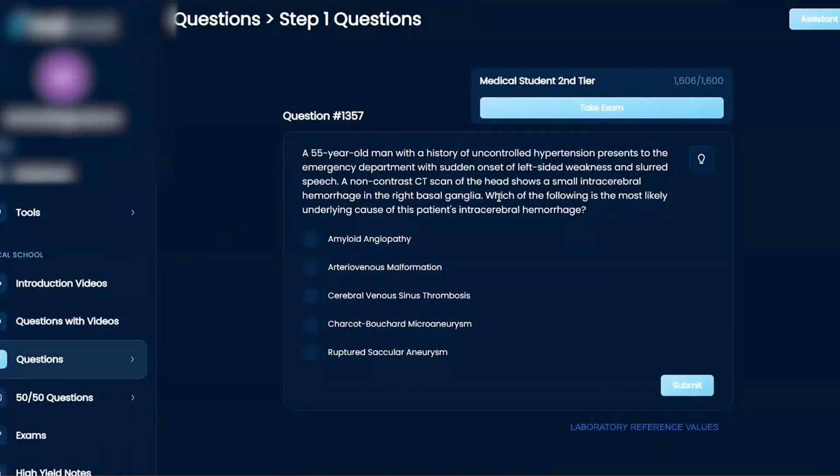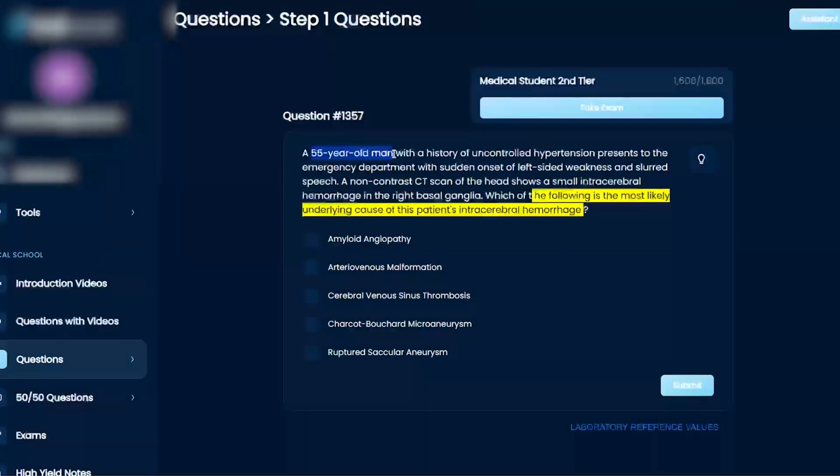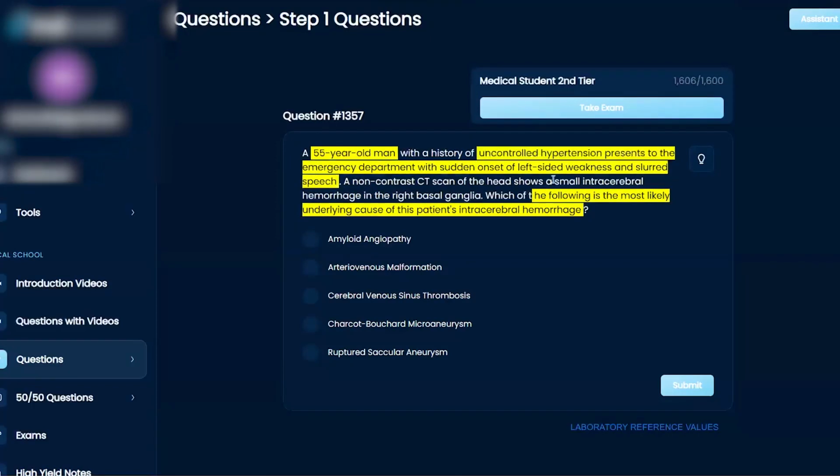Okay, which of the following is the most likely underlying cause of this patient's intracerebral hemorrhage? A 55-year-old man with a history of uncontrolled hypertension presents to the emergency room with a sudden onset of left-sided weakness and slurred speech. A non-contrast CT scan shows a small cerebral hemorrhage in the right basal ganglia. Choices: amyloid angiopathy, AV malformation, Charcot-Bouchard, ruptured sacular aneurysm.